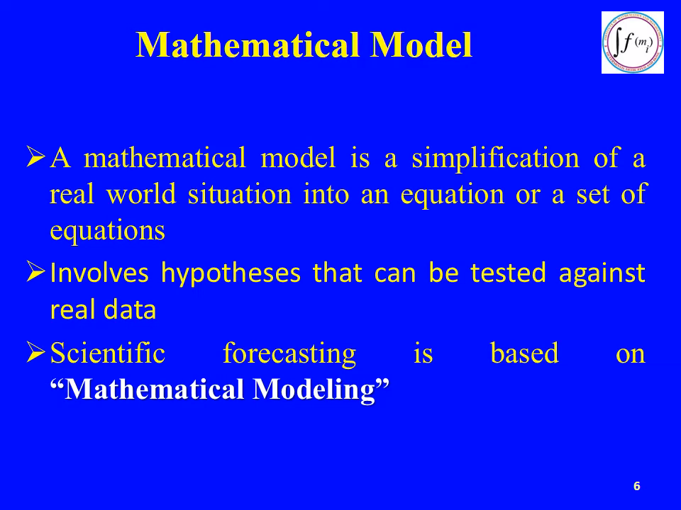What is a mathematical model? It is a simplification of a real-world situation into an equation or set of equations. That means we are converting a real-world problem into mathematical language. Then solve it and make use of it to forecast or estimate the real-world situation. Mathematical models are classified in many ways: stochastic models, deterministic models, static models, dynamic models, likewise. So, statistical models are stochastic models. That means statistical models are also part of this big family of mathematical models.